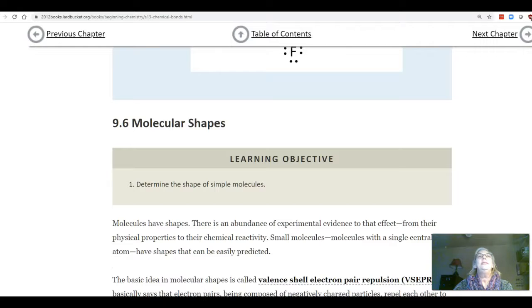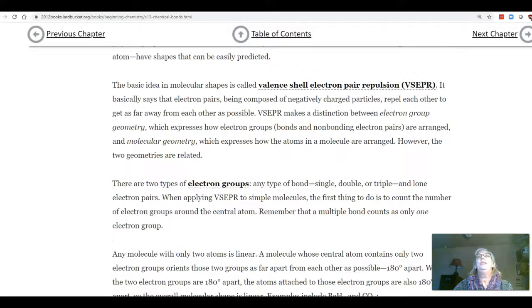And then the last topic is shapes. Some people have trouble with shapes because you have to think in 3 dimensions in your mind. And so we're going to use this theory called VSEPR. So this might be something you need to take some extra time on to figure out the shapes of things.